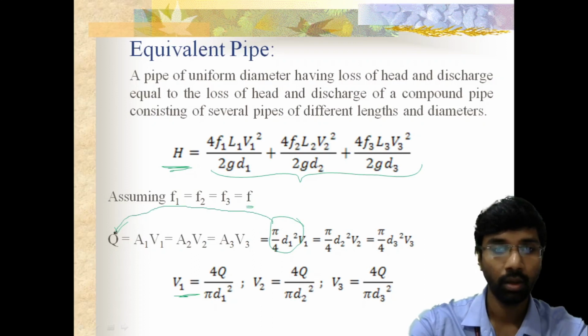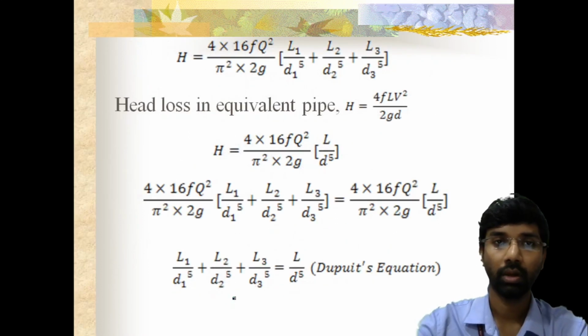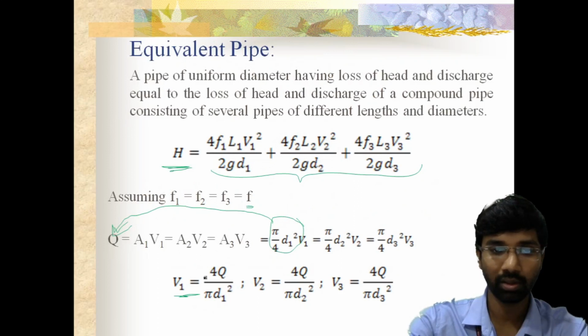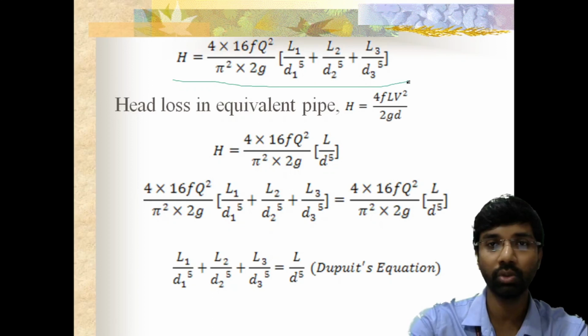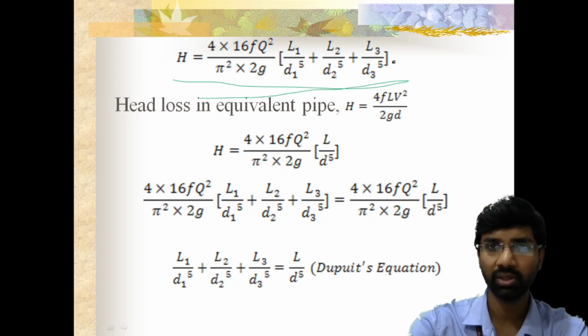Bring this pi by 4 D1 square to this side, and you will get 4Q by pi D1 square. Similarly V2 and V3. Now substitute these V1, V2, V3 values in the above equation of H and take out the common terms. Then you will get H equals some constant into L1 by D1 power 5 plus L2 by D2 power 5 plus L3 by D3 power 5. A detailed explanation was given in the notes.